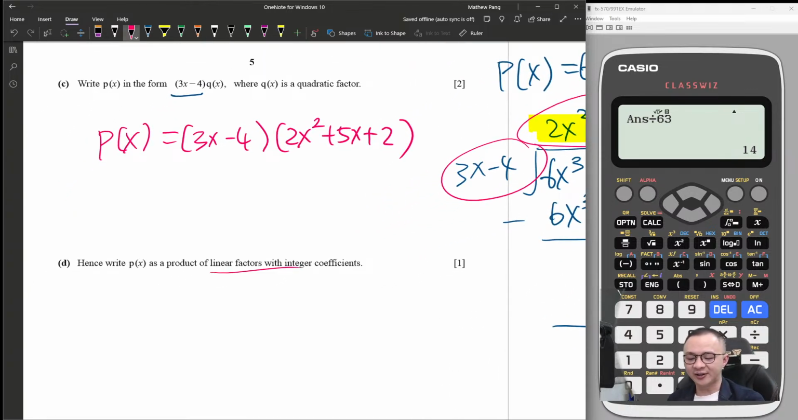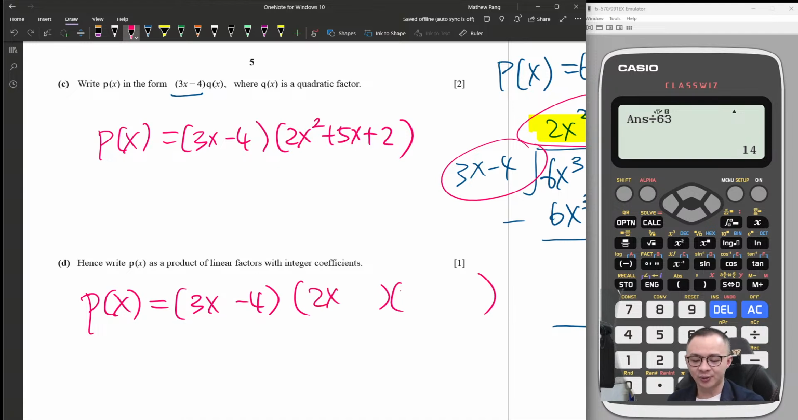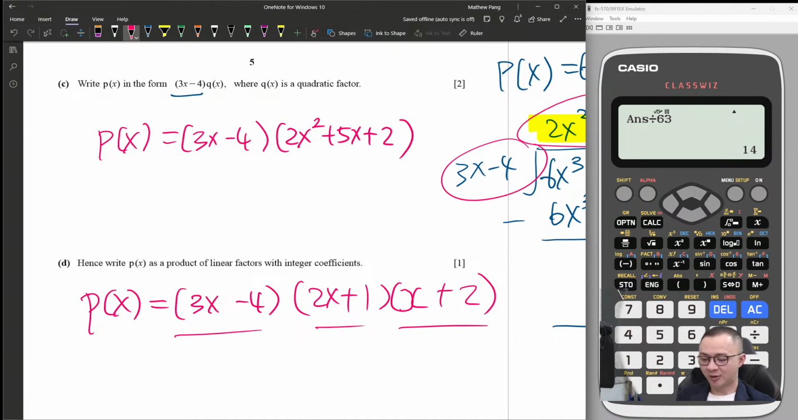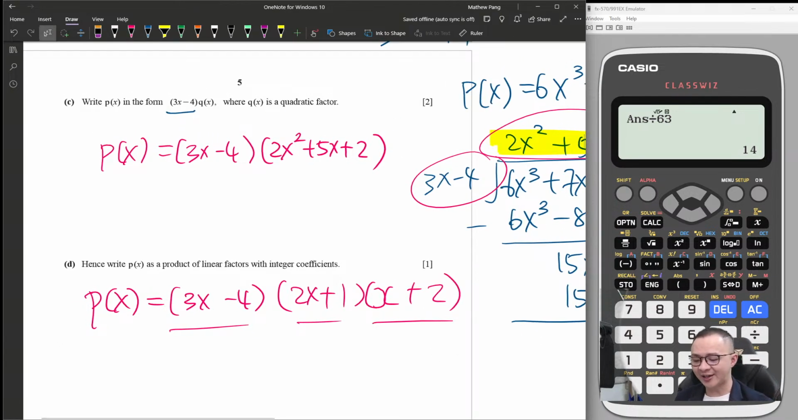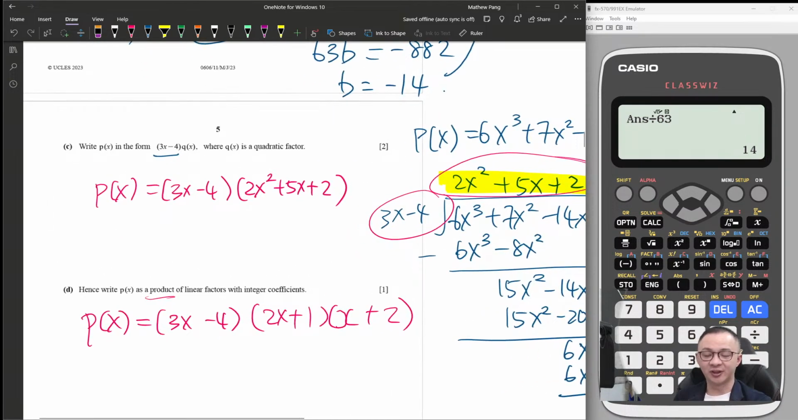Alright, then what they want us to do? They want a linear factor with the integer coefficient. So basically, we need to factorize the quadratic. So we factorize the quadratic. This is 2x. This is x. And then this one should be 2 and 1, plus for both. This one called linear factor. They don't ask us to solve it to find the x. They just write the P(x) in the product. Product means multiply of the linear factor. So we just need to leave like this, then we done the whole factor theorem question.